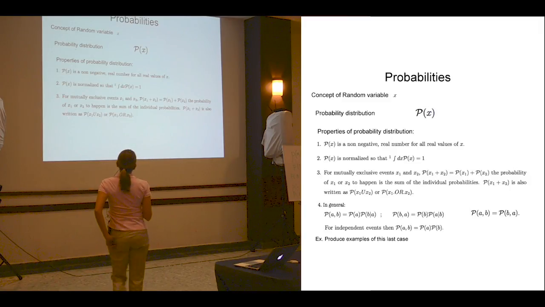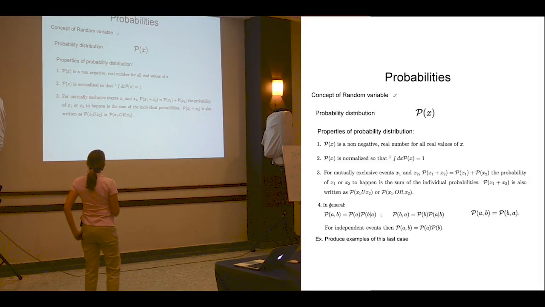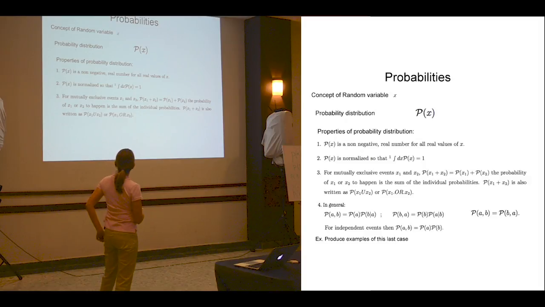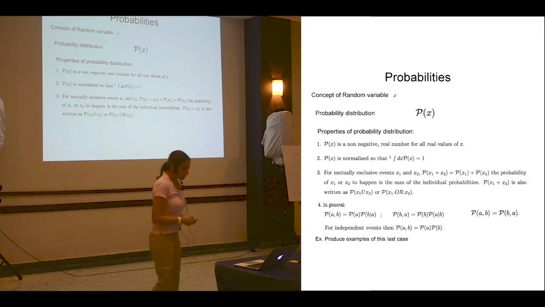and it's normalized so that it integrates to one. And then you can write some other rules: for mutually exclusive events, the probability of getting x1 or x2 is the probability of x1 plus the probability of x2.